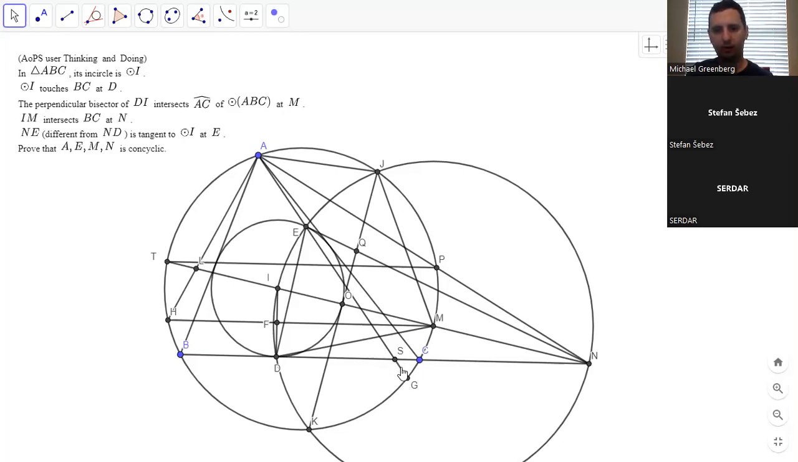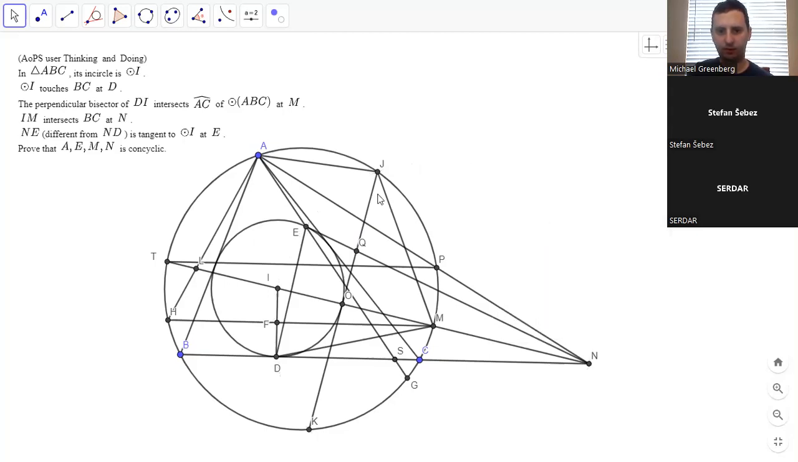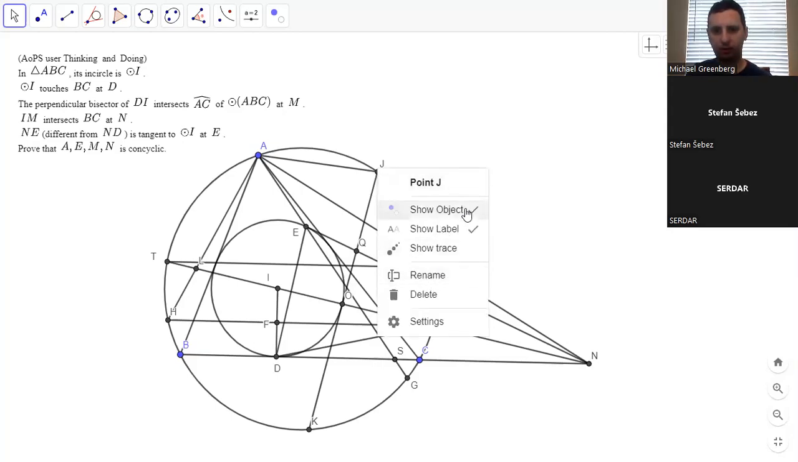Okay, I don't need which point? This point? No, what Serdar said, to make the phantom point E as the intersection of AMN. Oh, okay. So once we show this parallelism, we're good. Do I need this circle anymore, or could I just hide it? Yeah, for now I'm gonna hide these points.